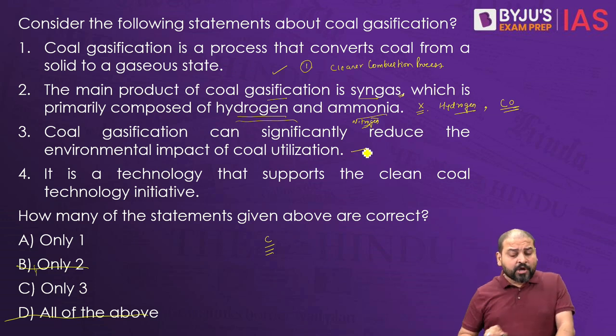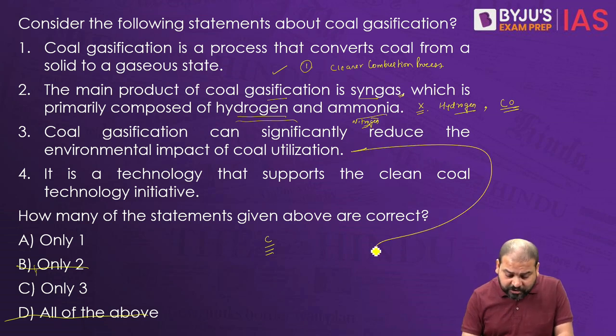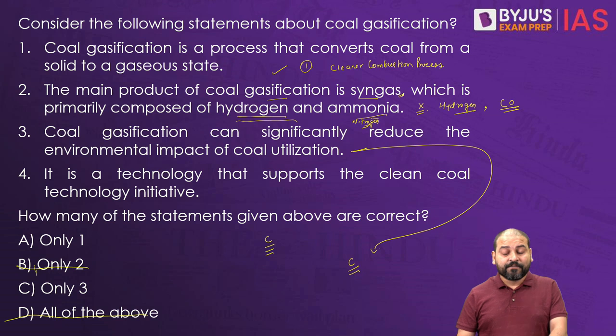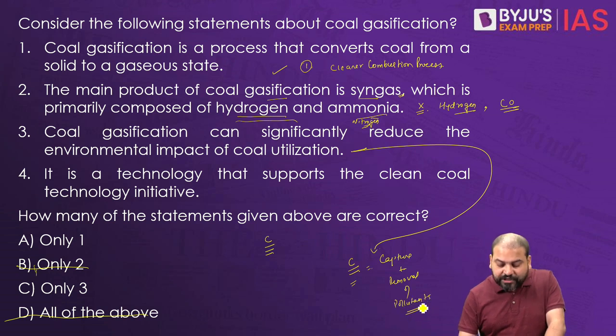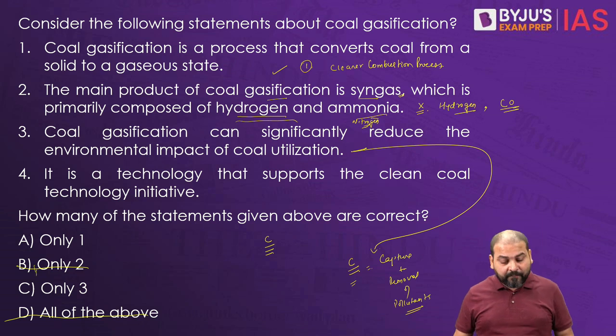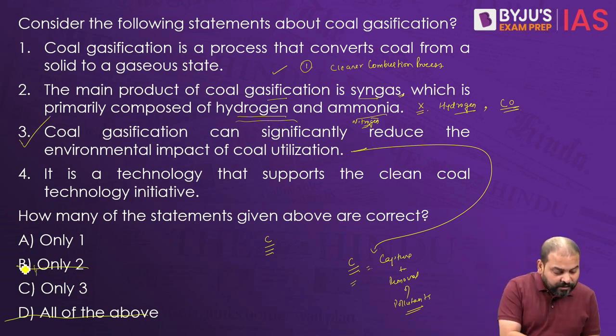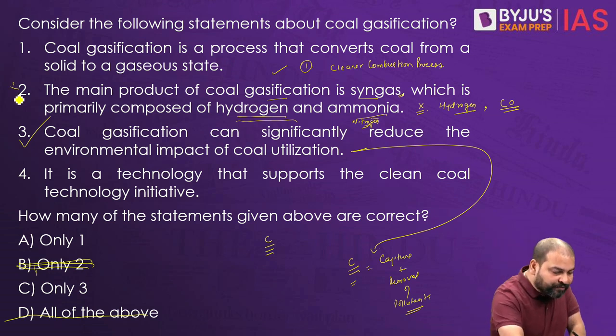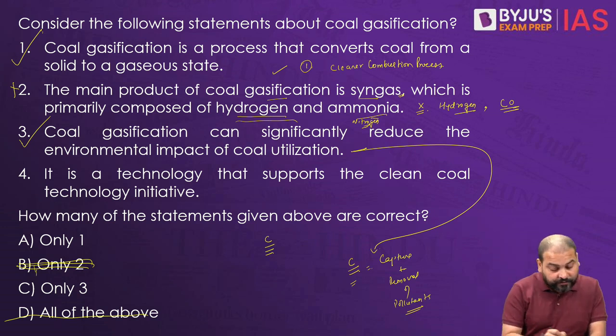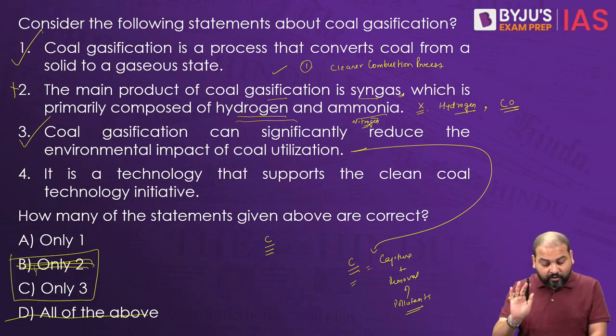Now, 3rd option. Coal gasification can significantly reduce the environmental impact on coal utilization. Correct. This is a correct statement because coal gasification allows for the capture plus removal of the pollutants. This is done much more efficiently than the traditional coal combustion method. So 3 is a correct statement. Now B cannot be the answer because we have got only 2 as incorrect, 2 are correct. Okay, sorry, 2 it can be. Both of them can be an option right now.